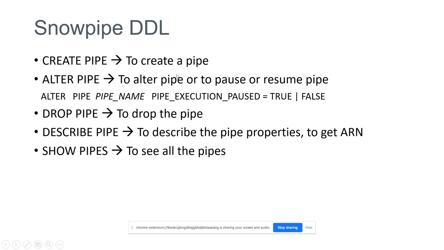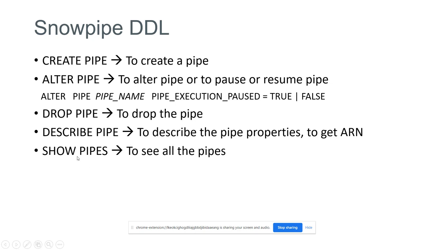And we can use this to pause or resume the pipe. Suppose my pipe is not working and I want to troubleshoot it. In that case, first I will pause my pipe, then I will look into the issue, then I will resume my Snowpipe. Drop pipe: if I'm sure that in future I don't need this pipe, by using drop pipe we can drop this Snowpipe. And if I want to see the properties of this pipe, I can execute the command describe pipe.